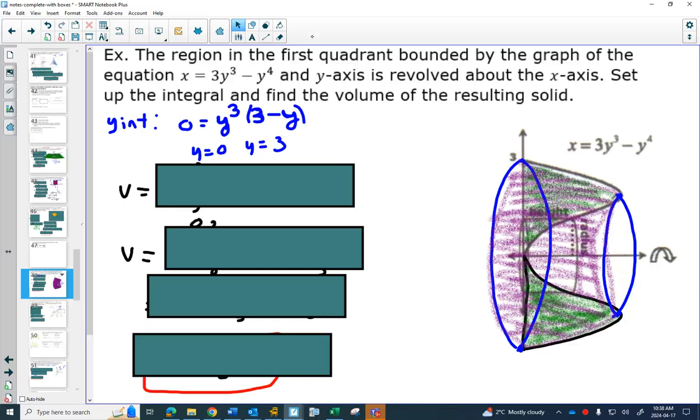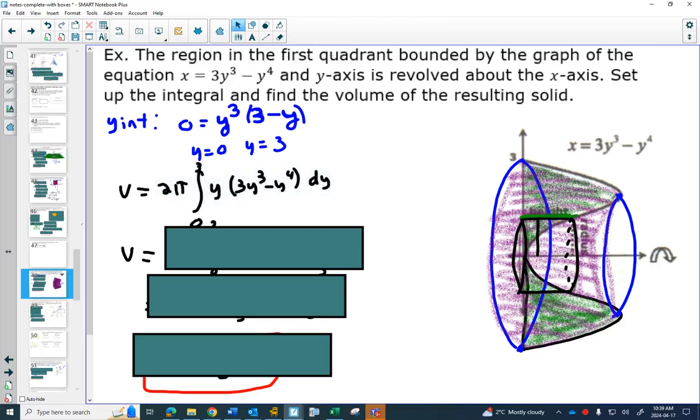So, why are cylinders nice? Well, we can take our cylinders all the way here. Our radius of our cylinder, I'll draw that cylinder in darker here, the radius of that cylinder is just your y value. The height of your cylinder, because it's turned on its side, is going to be your x value, and your x value is equal to 3y cubed minus y to the 4. So when we set up our integral, we're going from 0 to 3 of y times 3y cubed minus y to the 4.